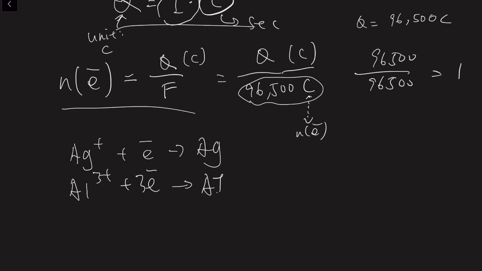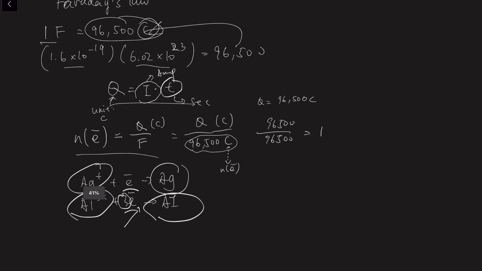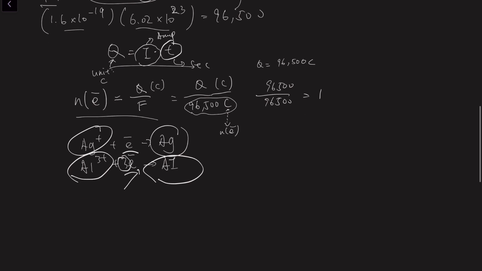The rule basically says everything should follow the mole ratio. So if you want to produce 1 mole of silver from silver ion, you need 1 mole of electron. If you want to produce 1 mole of aluminium metal from aluminium metal ion, you need 3 moles of electron. So you need to follow the coefficient basically. So this is Faraday's law. We will look at some application questions now.